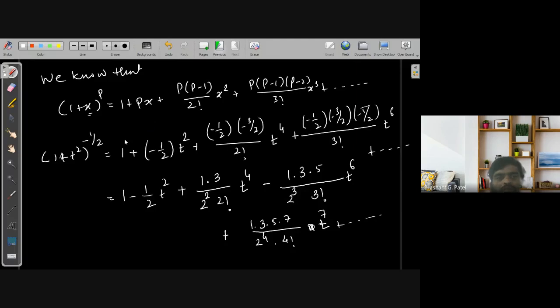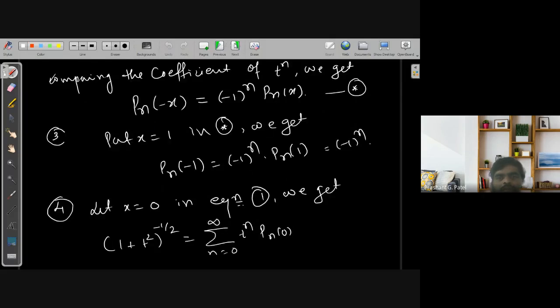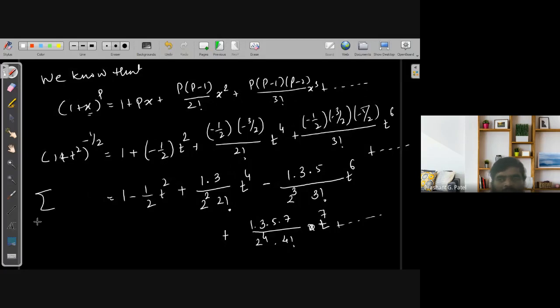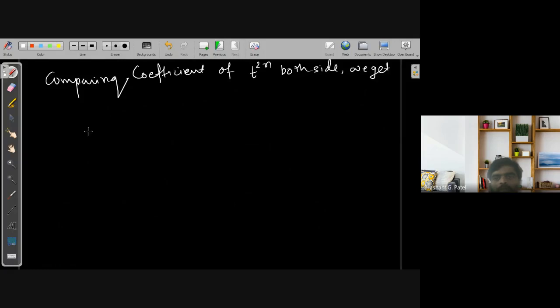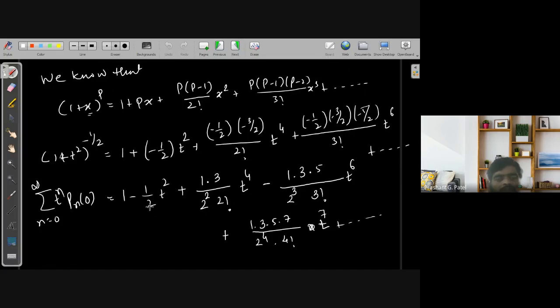That we can substitute here on this side. So hence this is equal to summation n running from 0 to infinity t power n Pn of 0. Now if you compare the coefficients both sides, this side is also in powers of t, this side is also in powers of t. So comparing coefficients of t power 2n both sides, what do we get?